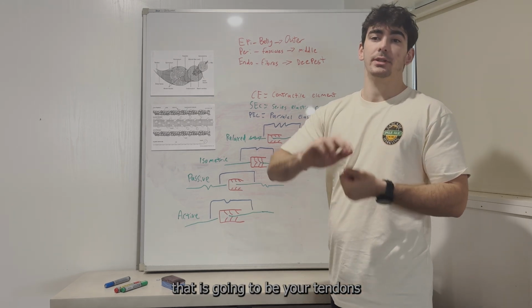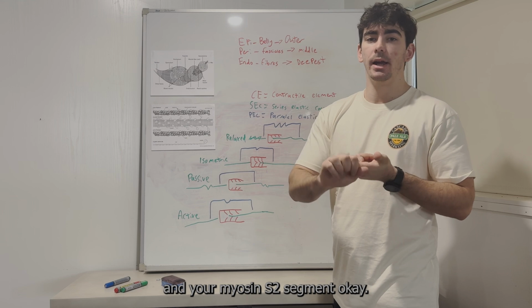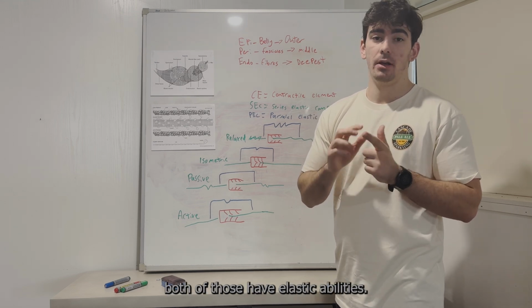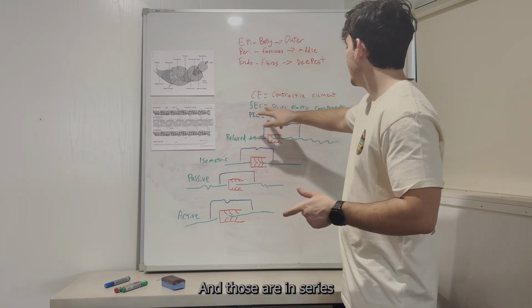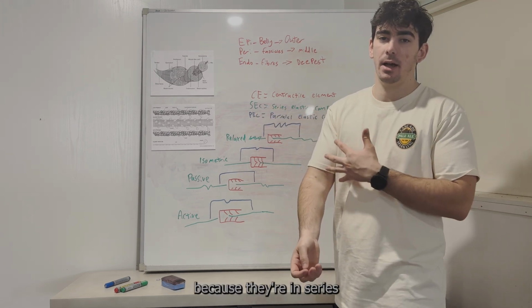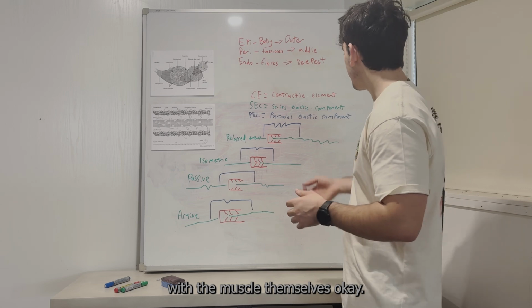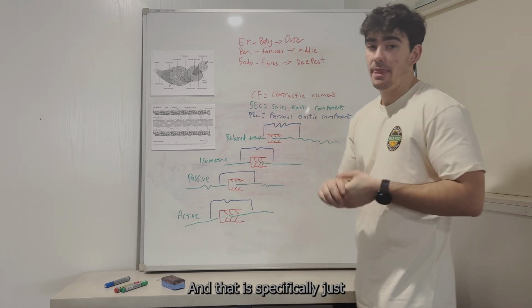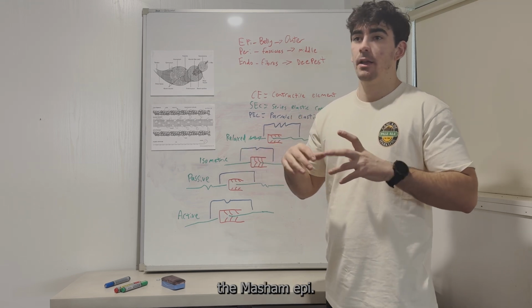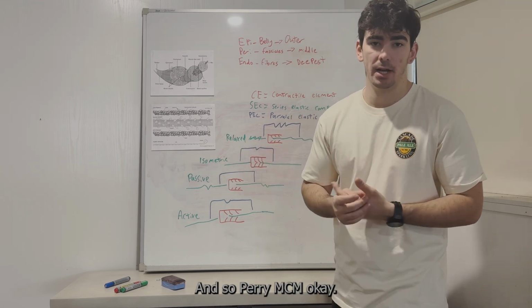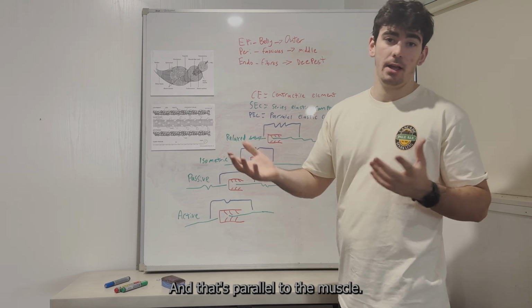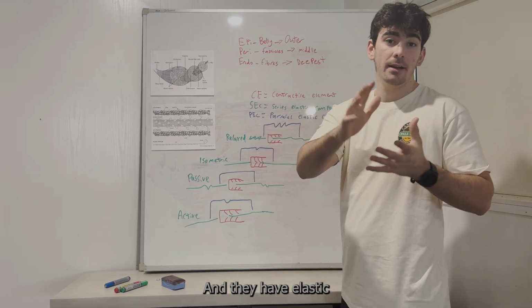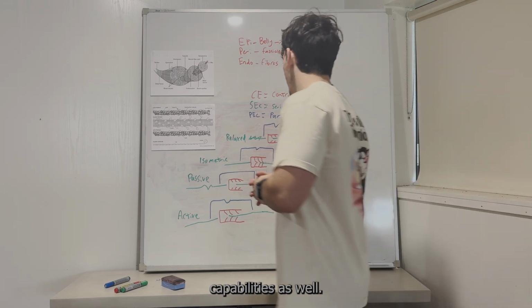That is going to be your tendons and your myosin S2 segment, okay? Because remember, both of those have elastic abilities. And those are in series because they're in series with the muscle itself. And then PEC is the parallel elastic component. That is specifically just the myosium, epi-, endo-, perimysium, okay? And that's parallel to the muscle, right? So that's where the parallel elastic component comes in, and they have elastic capabilities as well.